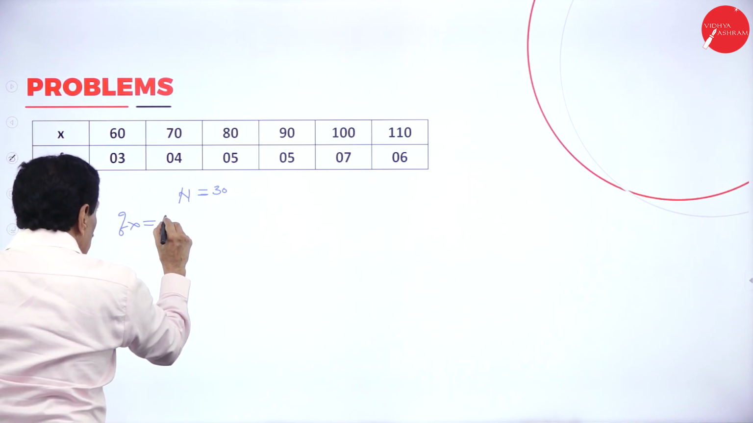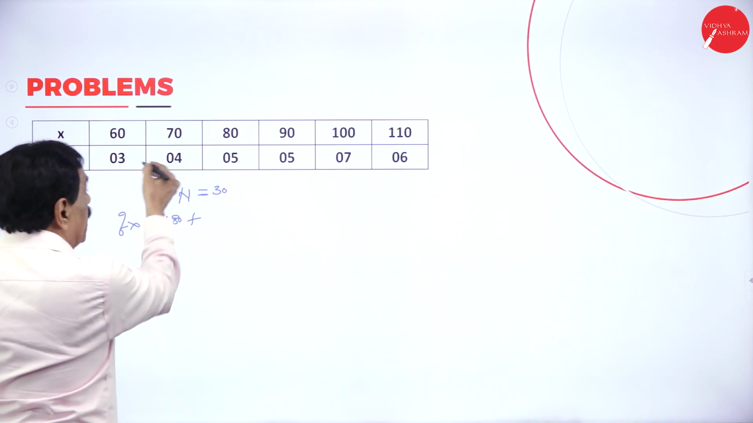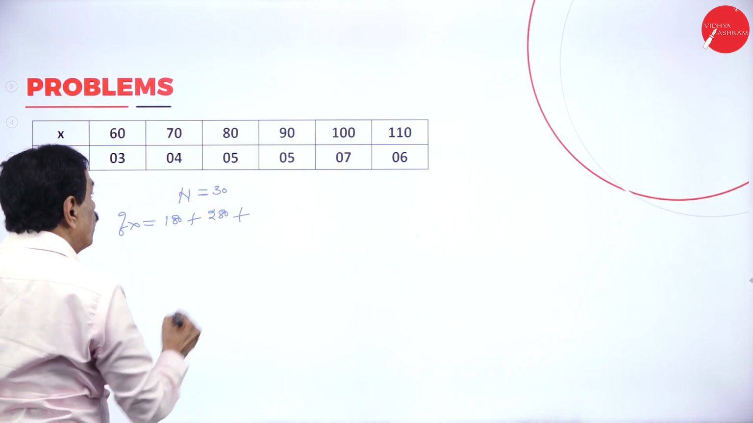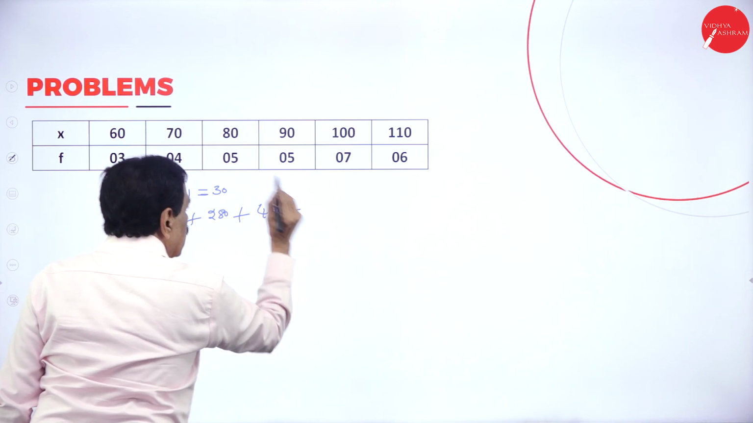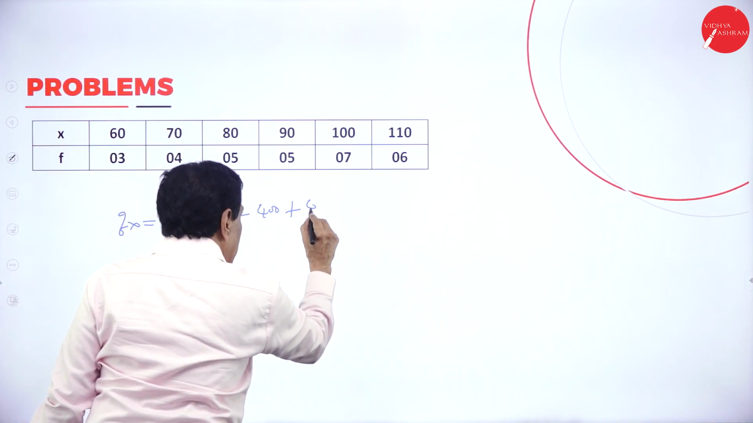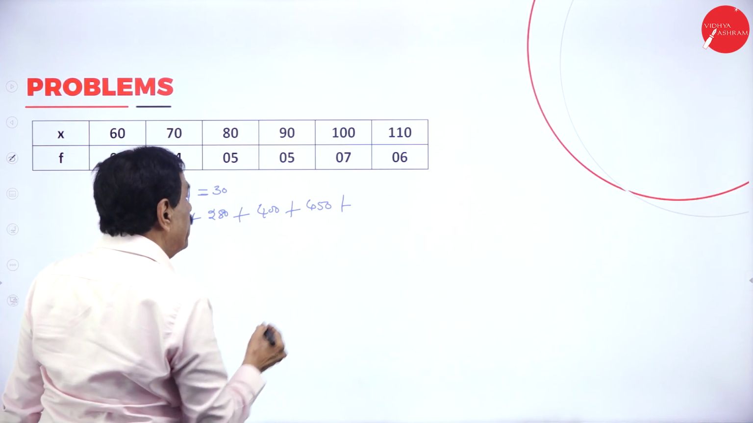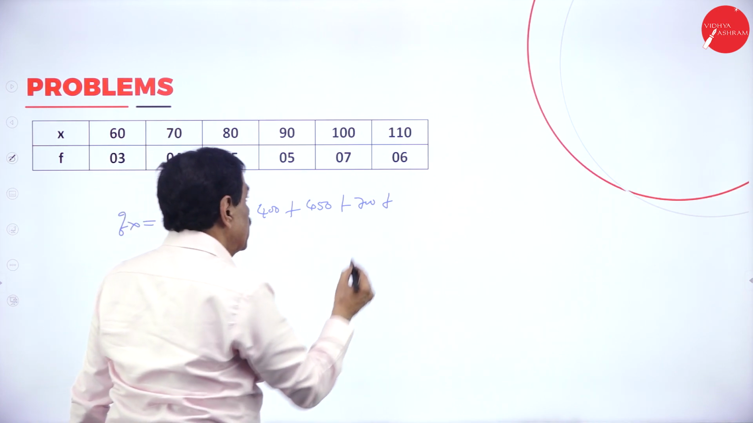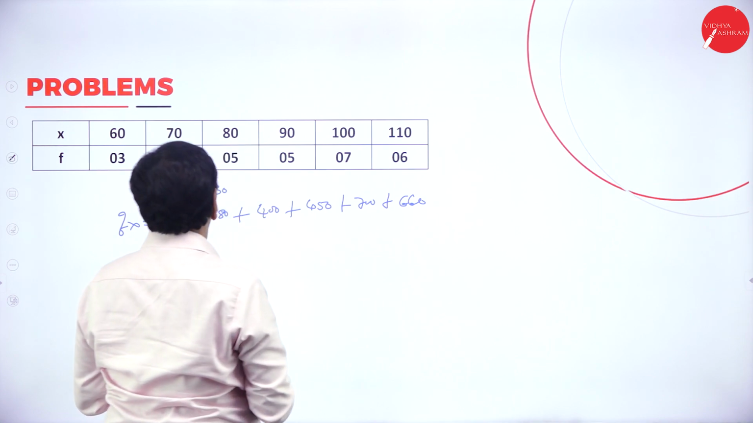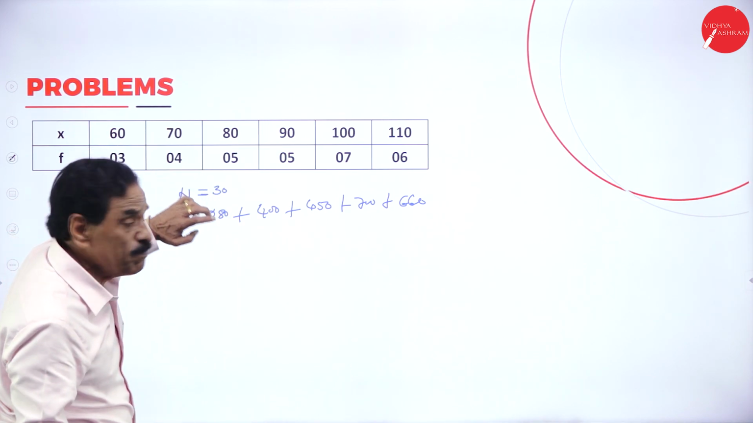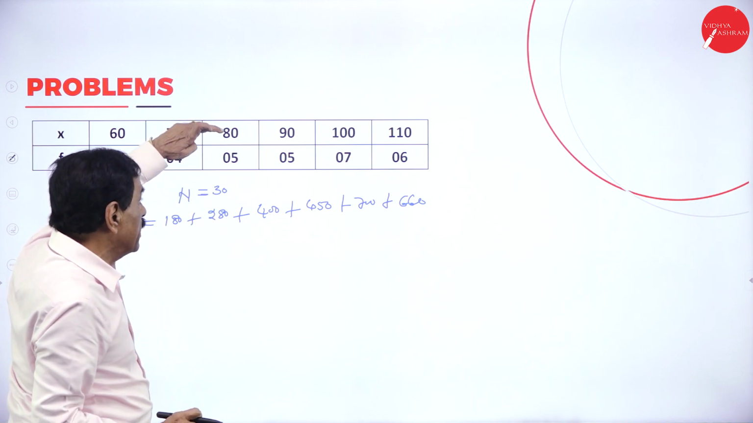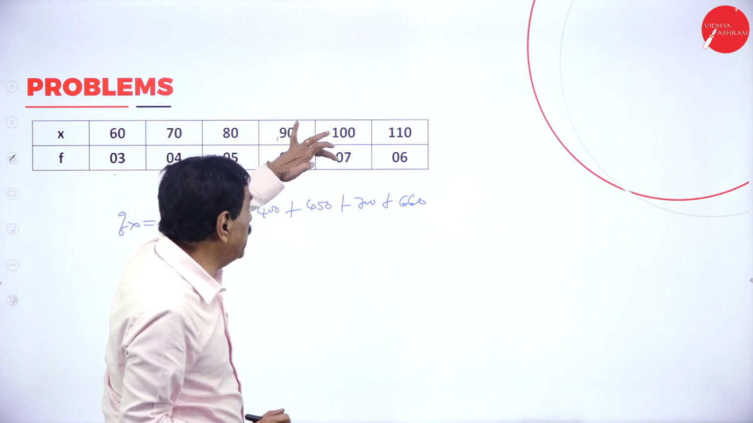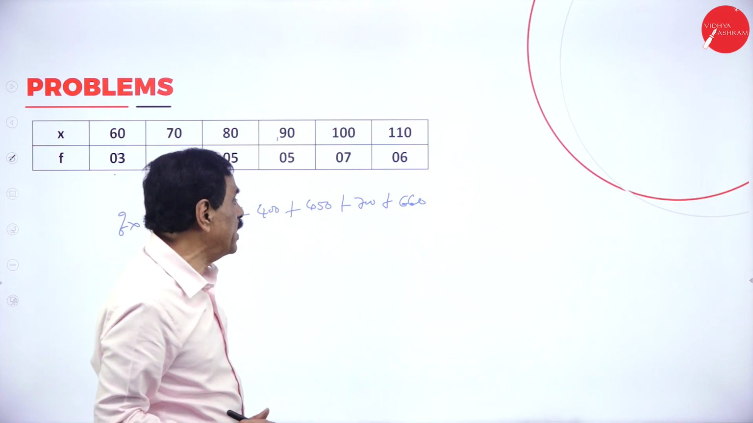So, 16 into 3, 180. 17 into 4, 280. Then 18 into 5, 400. Plus 19 into 5, 450. Plus 100 into 7, 700. Plus 110 into 6 is 660. Again, 16 into 3, 180. 17 into 4, 280. 18 into 5, 400. 19 into 5, 450. 100 into 7, 700. 110 into 6 is 660.